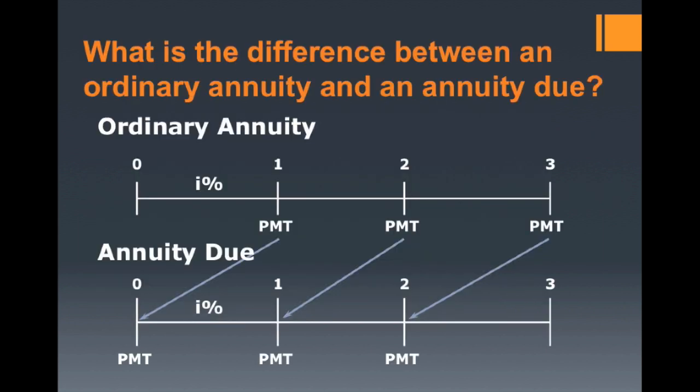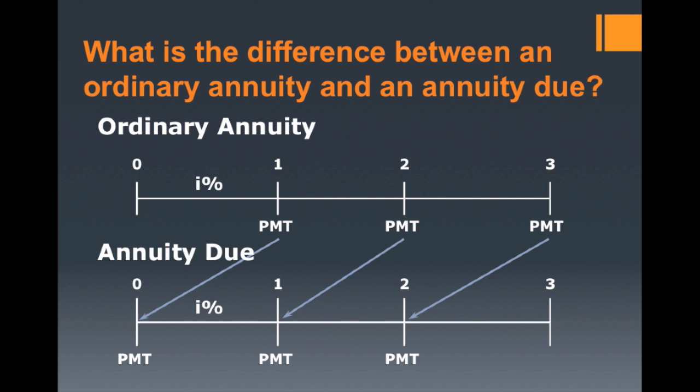One final thing. What is the difference between an ordinary annuity and an annuity due? We've been dealing with both of them in this video, and we're going to be dealing with both of them in this chapter in class. You're going to see them in Life Finance Lab. In an ordinary annuity, the payments come at the end of the period. So it is the first timeline that says ordinary annuity.